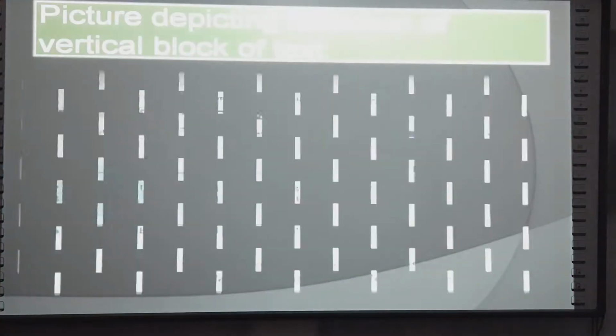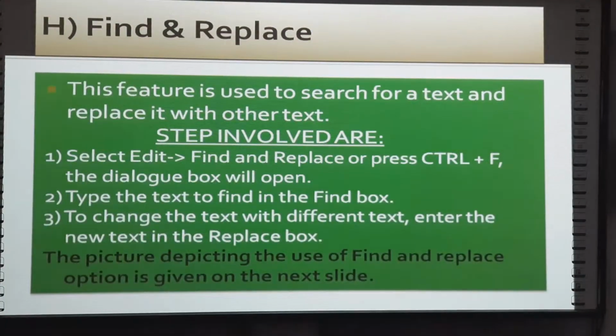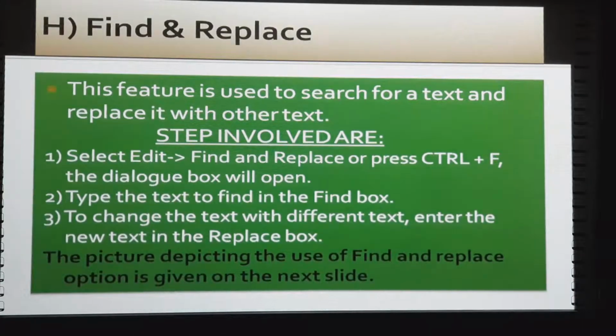Now let us come to the next topic of our discussion, that is Find and Replace. This is a feature which is used to search for text and replace it with other text. Whenever there is a need for replacement of a text with some other text, in such a situation we go ahead with this feature of text editing. There is also a series of steps involved. Here also there is a spelling mistake, so please correct it: in place of step it is steps.